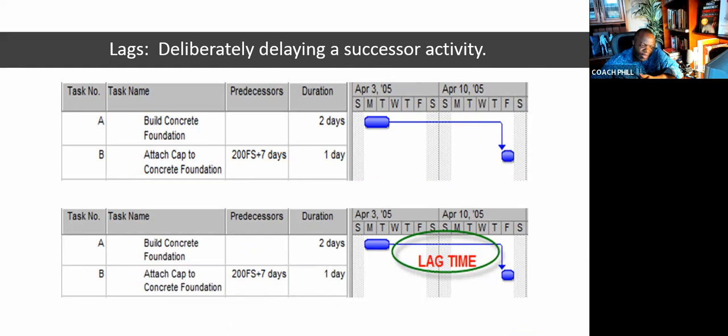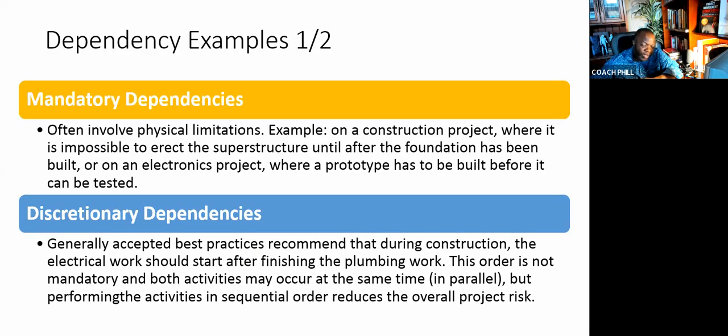Another thing you should think about when you're scheduling is dependencies. We have mandatory dependencies, things that are mandatory, like in the construction example I just showed you. And then we have discretionary dependencies, which are based on your preference.